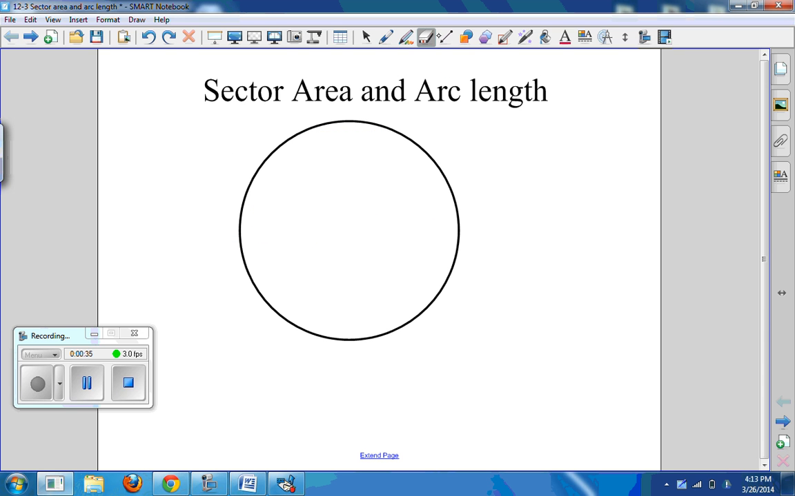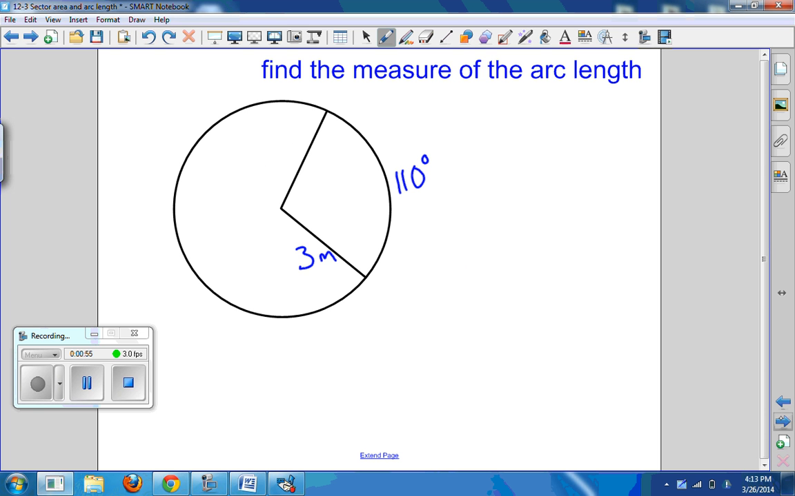And arc length, we learned before, is finding the distance all the way around the circle. That's the circumference. But with arc length, we're just going to look at little bits, maybe just one distance around, just a portion of that. All right. So we're going to start off with arc length.